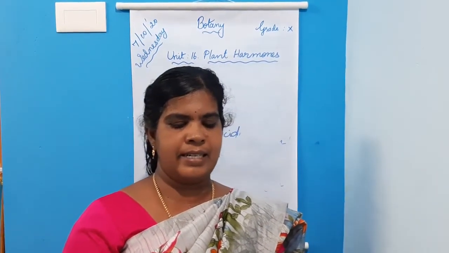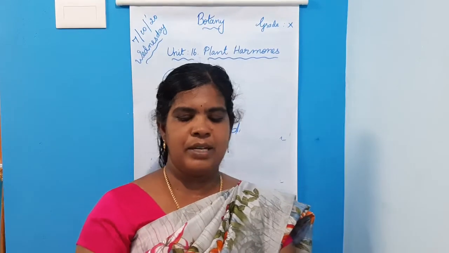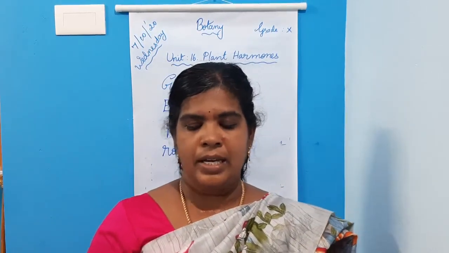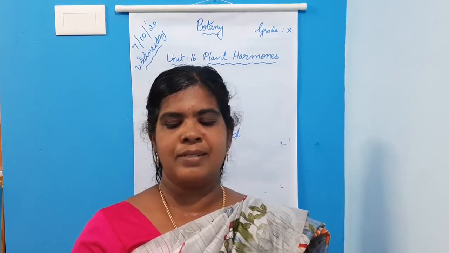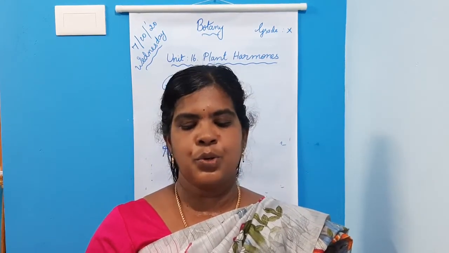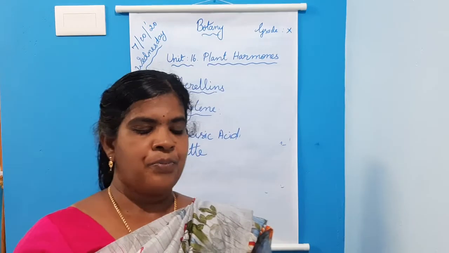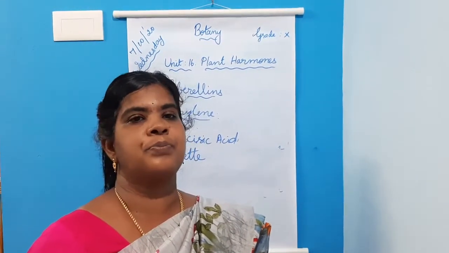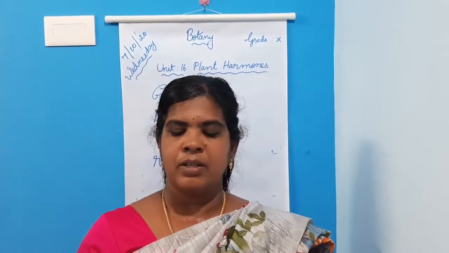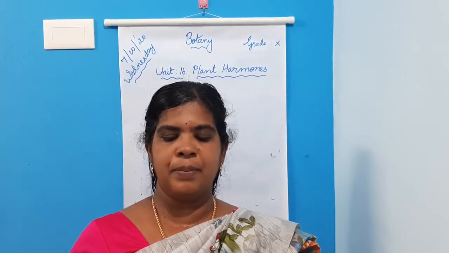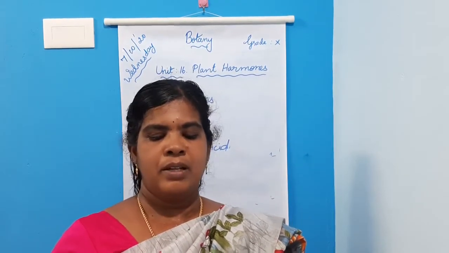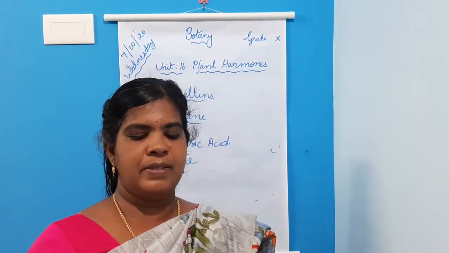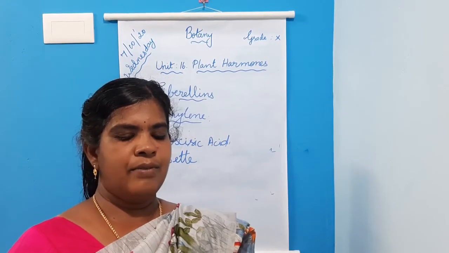Next, Roman number 4, state whether true or false. If false, write the correct statement. First one: a plant hormone concerned with stimulation of cell division and promotion of nutrient mobilization is cytokinin. True. Second one: gibberellin causes parthenocarpy in tomato. True.